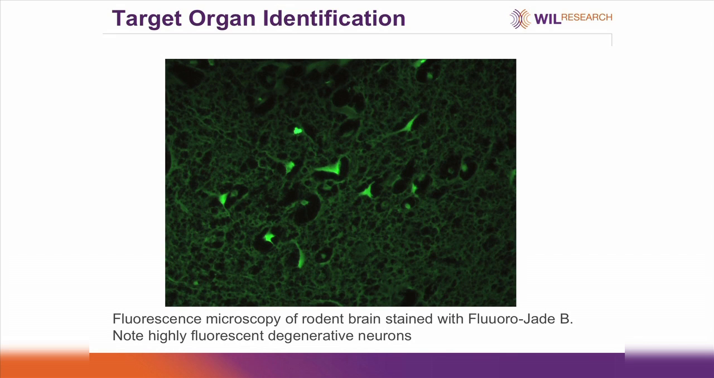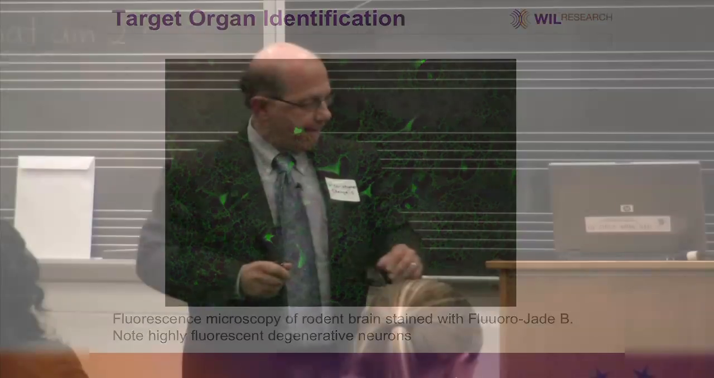Okay, now this is a slide where we've been able to stain a rodent brain with Fluoro-Jade B, which picks out the degenerative neurons. So we can find there are sophisticated ways to look for the target organ.